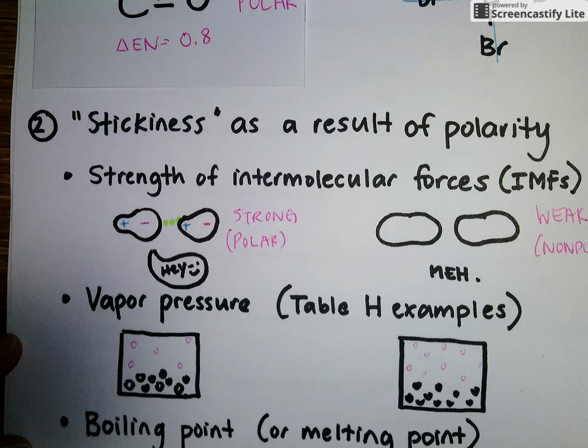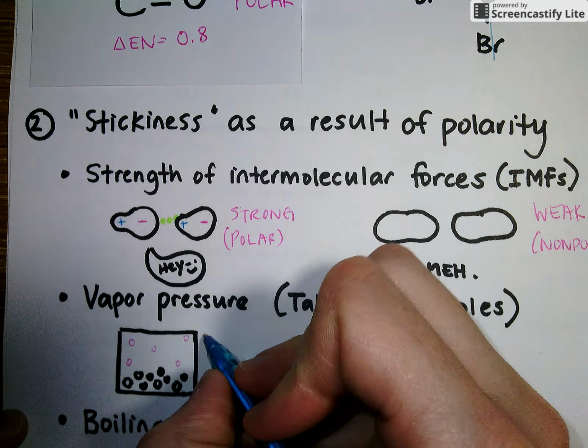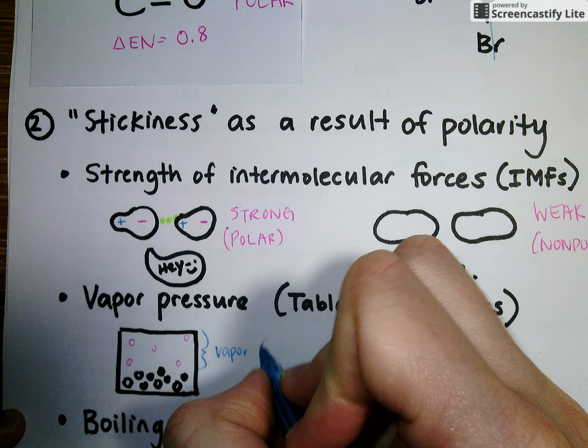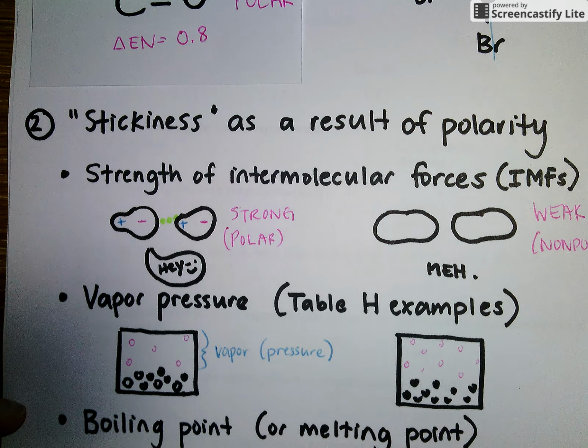You can use the concept of intermolecular forces to explain two key physical properties of liquids: vapor pressure and boiling point. And if you remember in class, we talked about vapor pressure being the pressure provided by these gas molecules that sit on top of liquids. Different liquids have different amounts of gas sitting on the top of them.